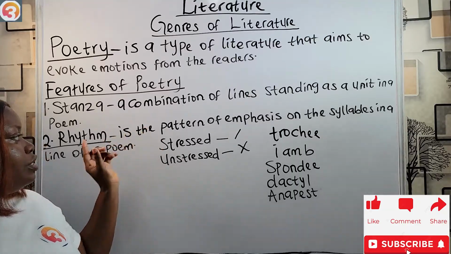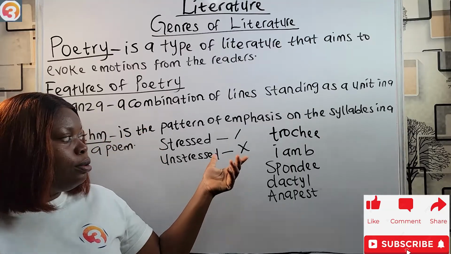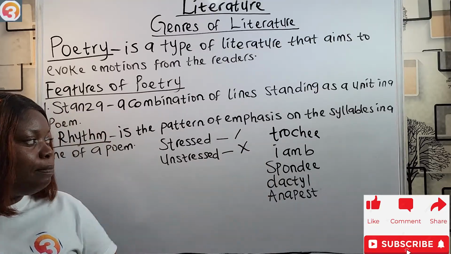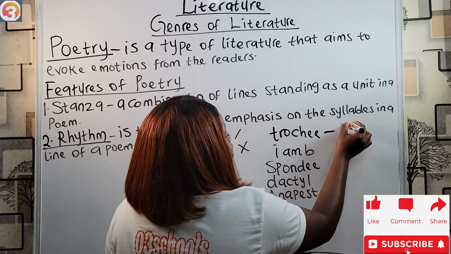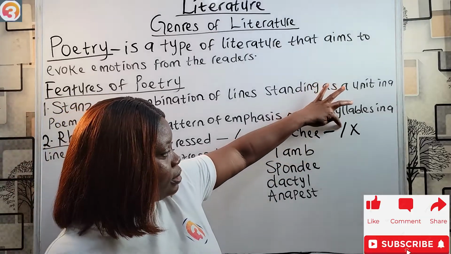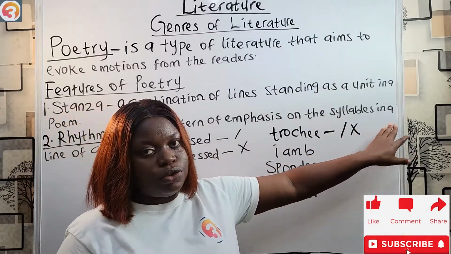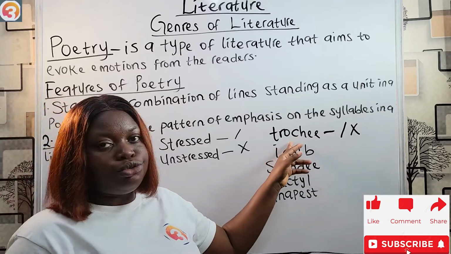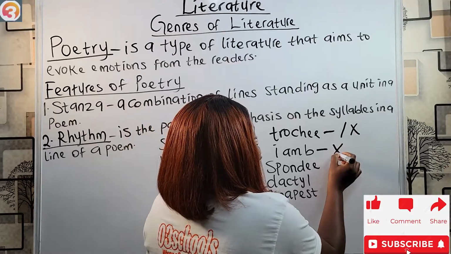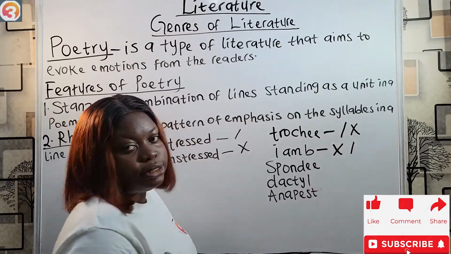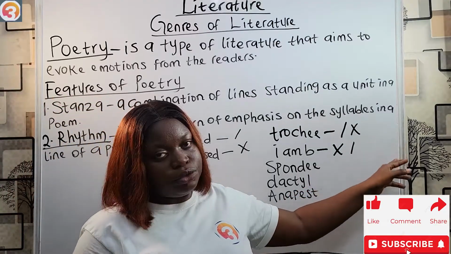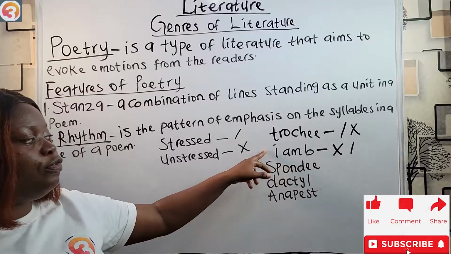So in poetry, the five common or major rhythms that we have are the trochee, the iamb, the spondee, the dactyl, and the anapest. For trochee, we have a stressed syllable coming before an unstressed syllable. So if this is the pattern of emphasis, stressed, unstressed, stressed, unstressed, stressed, unstressed, we refer to it as trochee. For iamb, it's the opposite of trochee. So if we have an unstressed syllable coming before a stressed syllable, unstressed stressed, unstressed stressed, unstressed stressed, in that pattern, we refer to it as iamb.